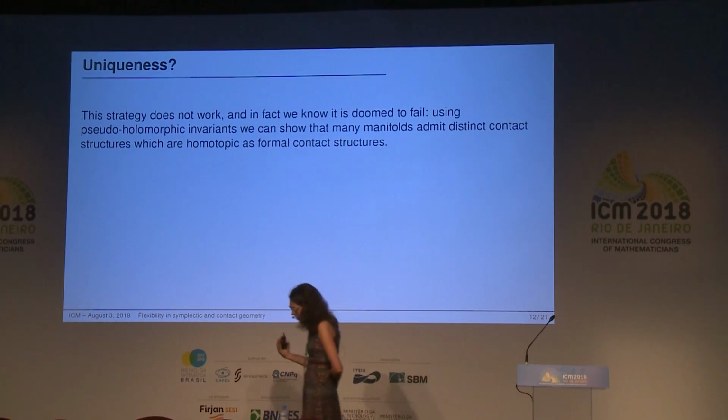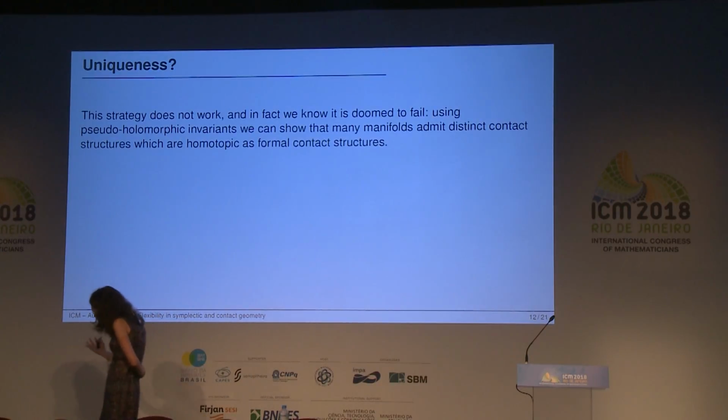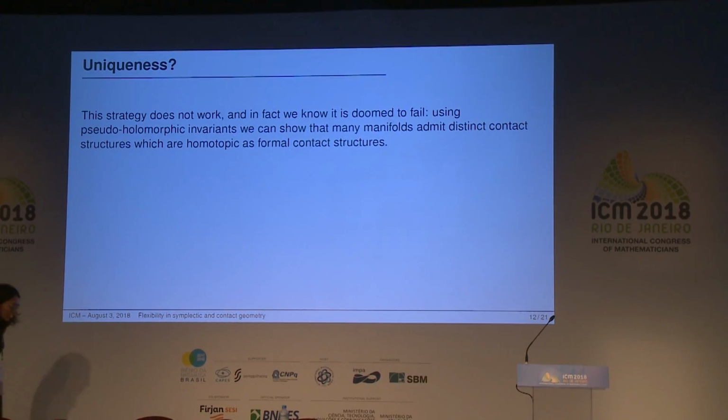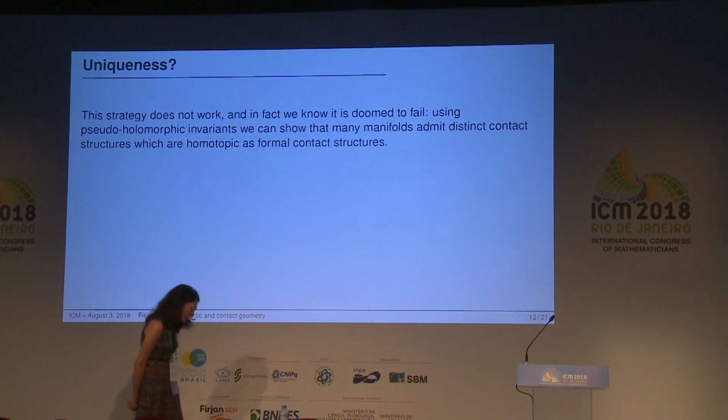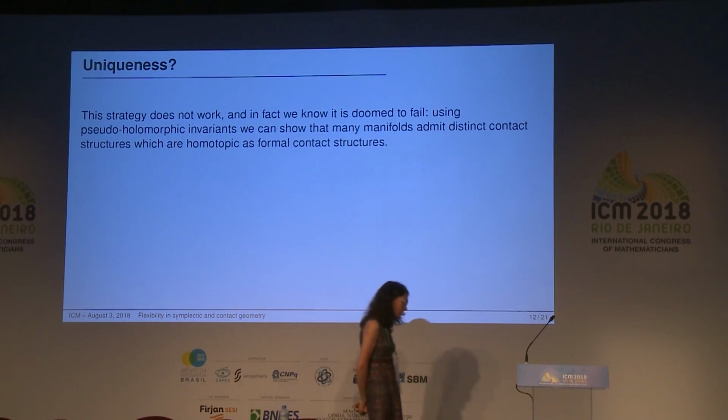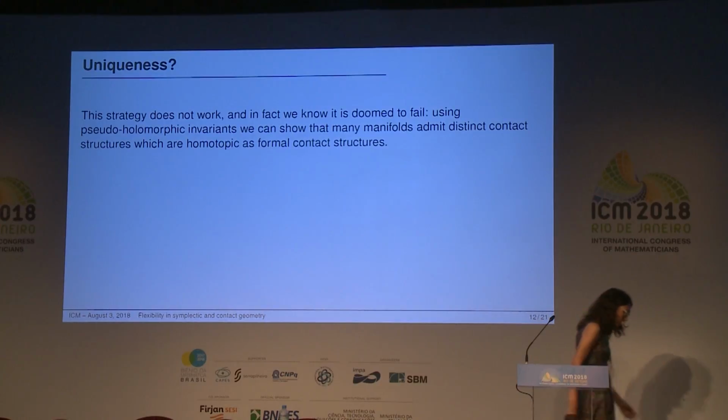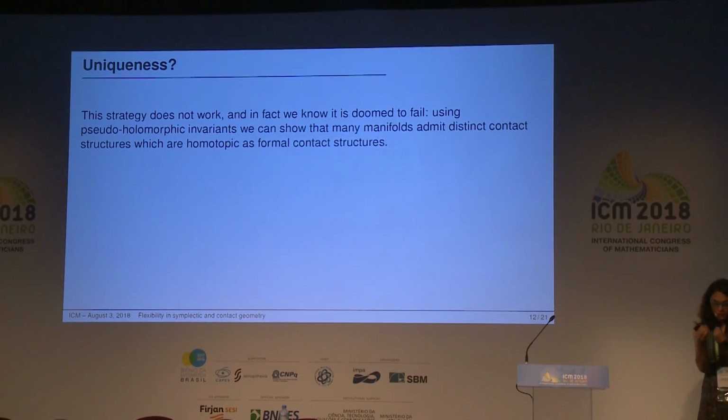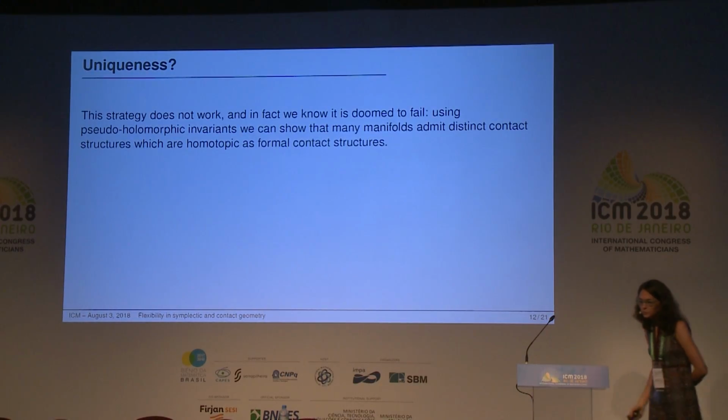Now, this doesn't work. And in fact, long before we even did any of our work, we sort of knew that this couldn't work because contact structures don't have a uniqueness. So there are many contact structures which are distinct, but are formally equivalent.